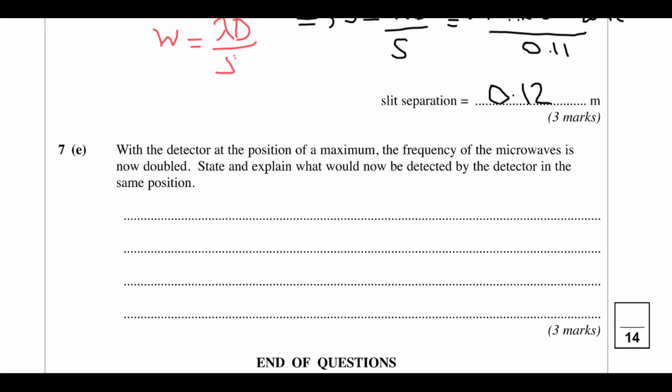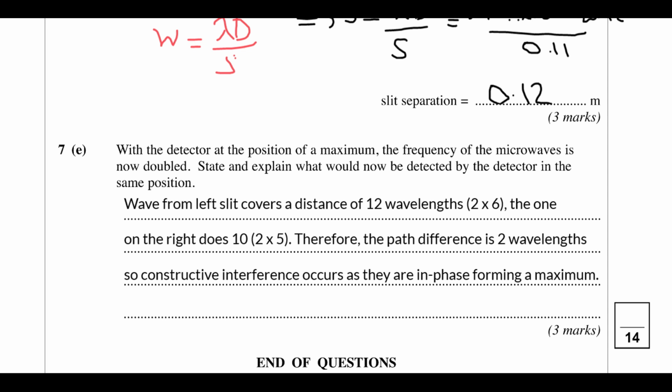With a detector at the position of a maximum, the frequency of the microwaves is now doubled. State and explain what would now be detected by the detector in the same position. You would still find a maximum, because on the left we had 6 wavelengths before, so now we've got 12, and on the right we had 5 before, so now we've got 10, because we've doubled the frequency. So the path difference is now 2 wavelengths. It's still an integer multiple of wavelengths, so you're still going to get constructive interference, so you're still going to get a maximum. It wouldn't actually change what you're detecting at all.